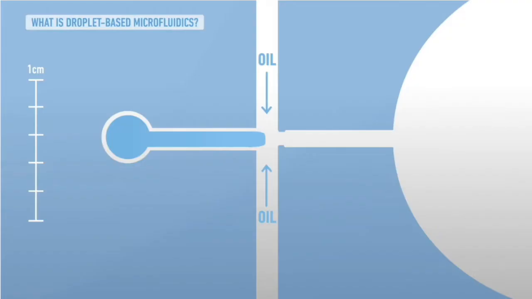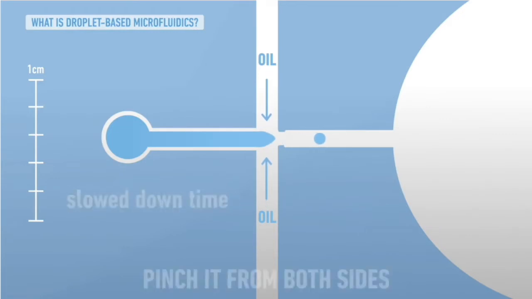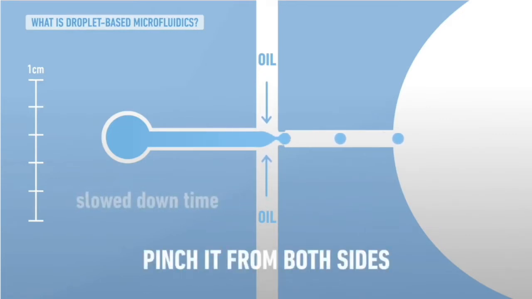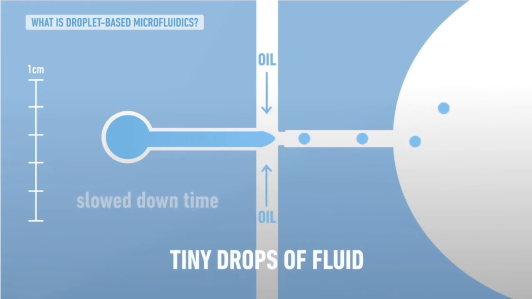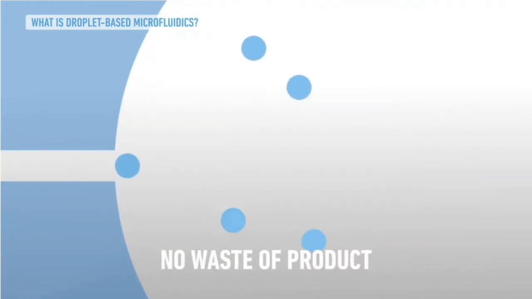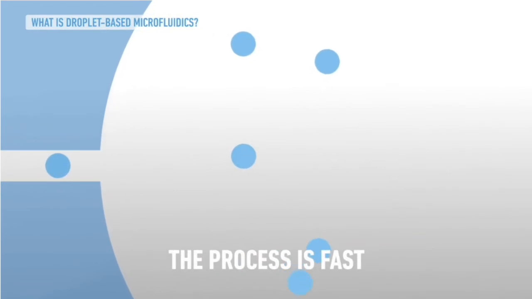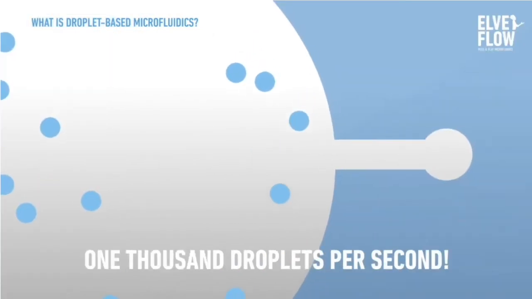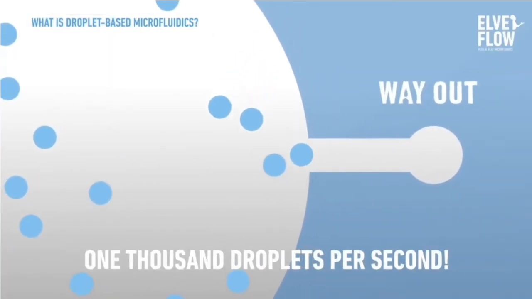Put the fluid for droplets in one channel. The other fluid will pinch it from both sides and make tiny drops of fluid that collect in the pool on the right. Their size is strictly controlled. There is no waste of product, and the process is fast. You can make up to 1,000 droplets per second.